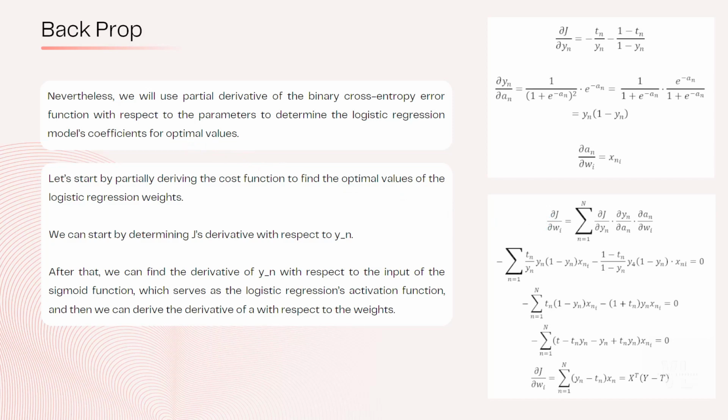So the purpose of the backpropagation algorithm is just to find the partial derivative of the binary cross-entropy error function with respect to the parameters to determine the logistic regression model's coefficients for optimal values. So the task of logistic regression is trying to find the parameters beta naught and beta 1 from the original equation. We try to estimate those values by using the backpropagation algorithm.